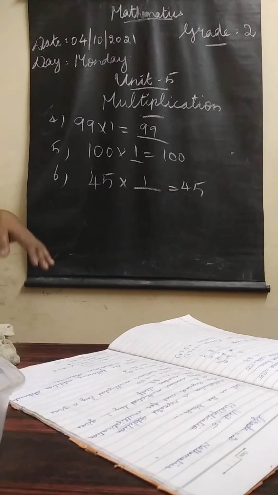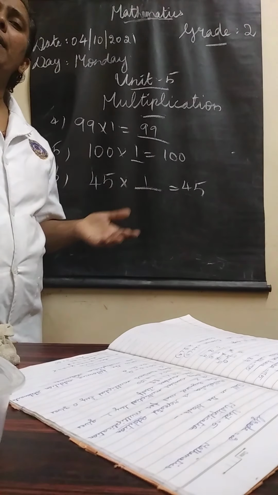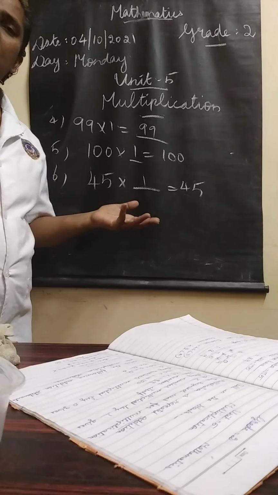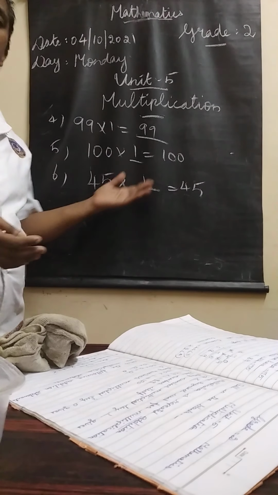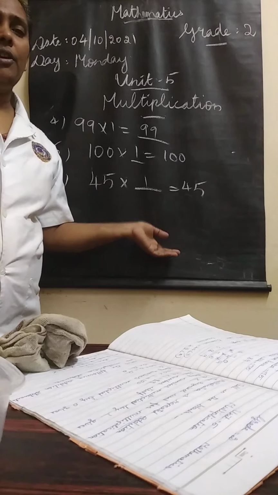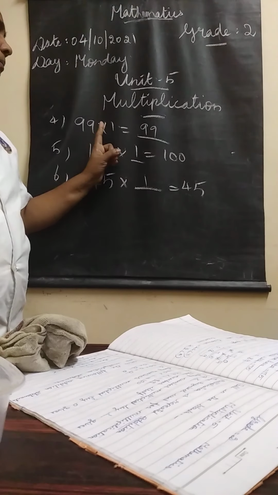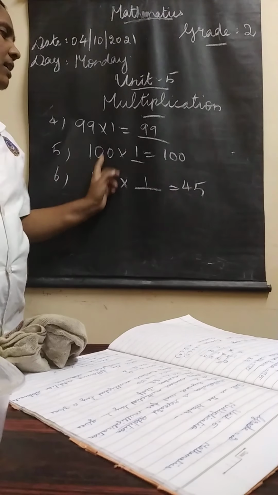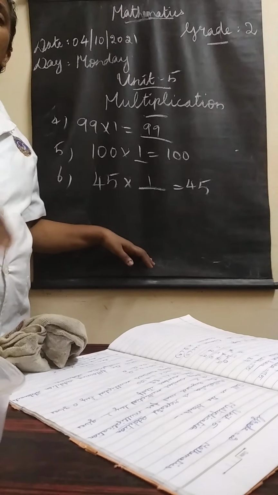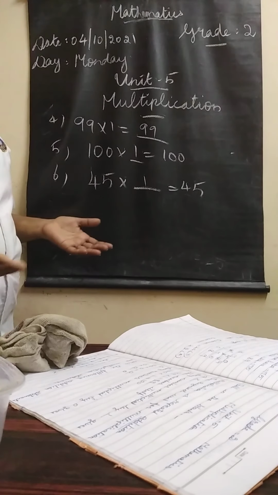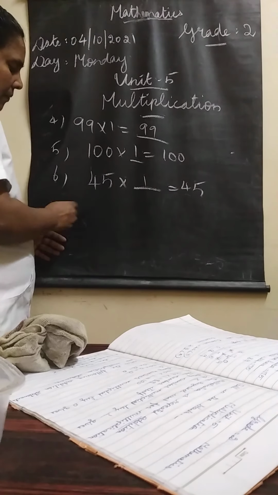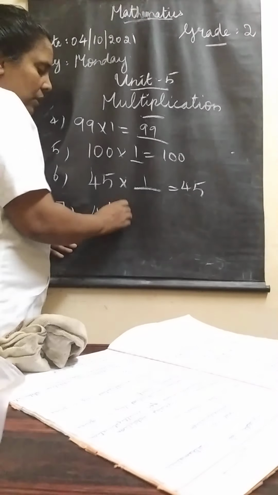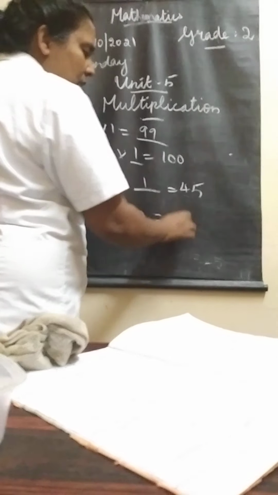Do you understand? Next, any number multiplied by 0 gives 0. Okay, any number multiplied by 0, that means the answer is 0. If you multiply any number with 1, the answer is the same number. But if you multiply any number with 0, the answer is 0. Okay? Listen. 46 into 0 equal to 0.